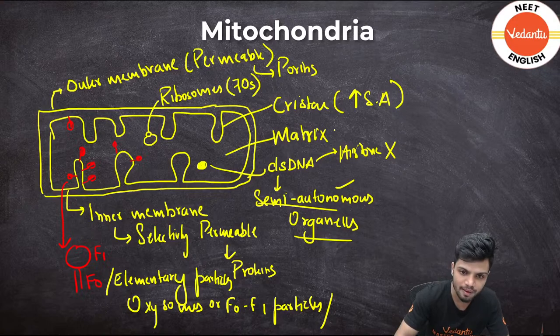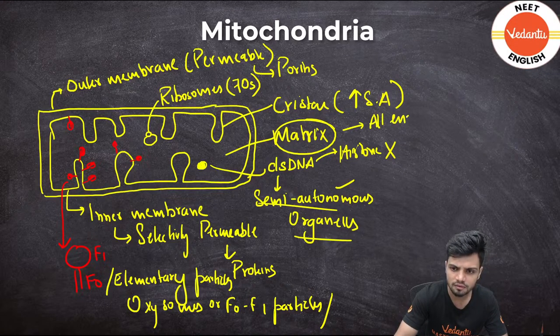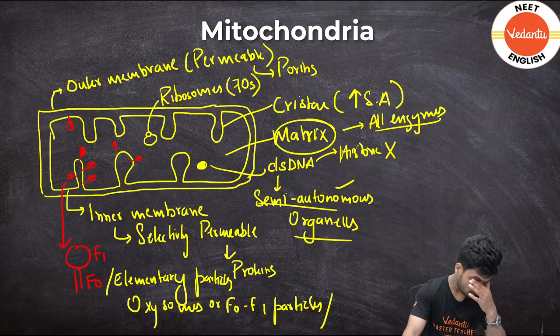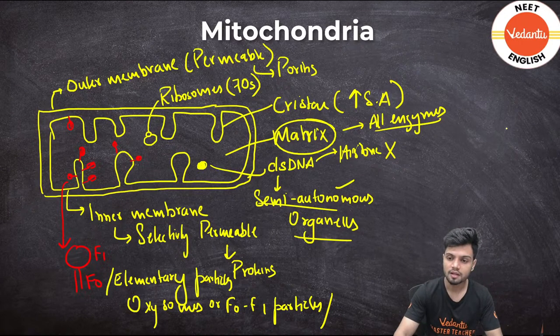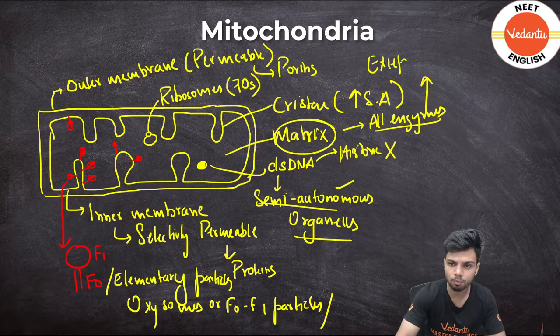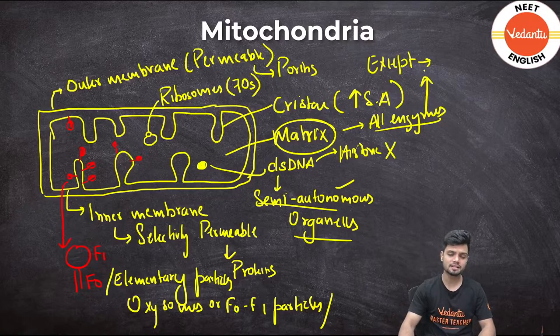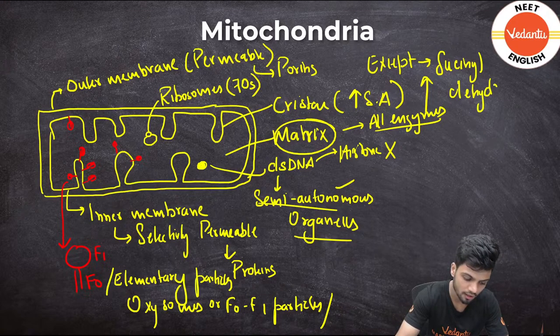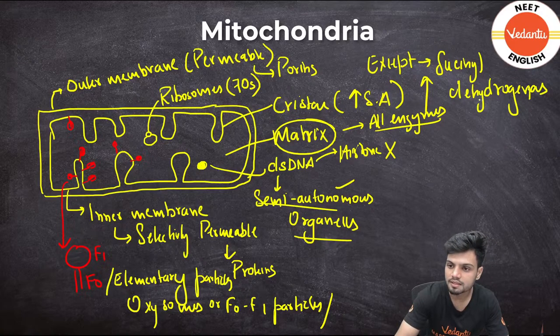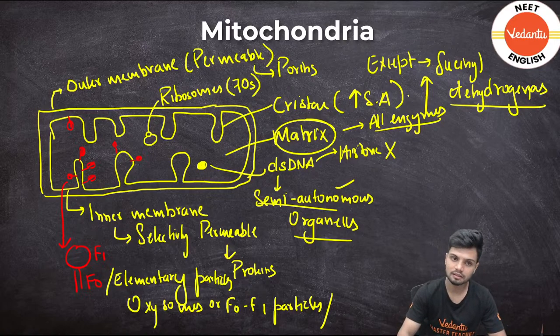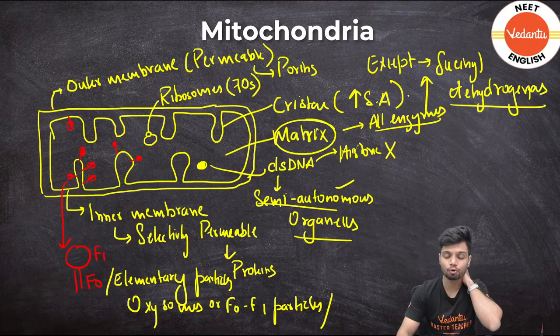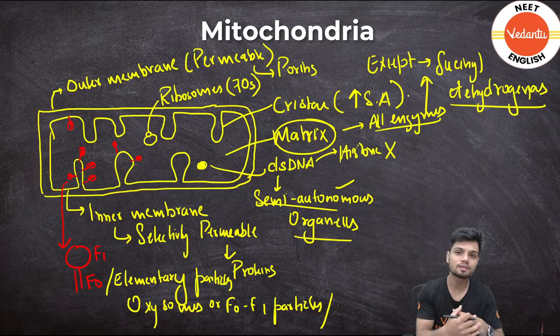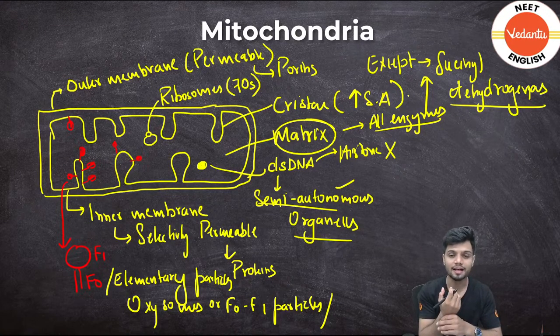And students, remember, this matrix has all the enzymes required for your Krebs cycle, except one enzyme. Can anyone in the chat tell me which enzyme is not produced in the matrix? The one enzyme is succinyl dehydrogenase. Succinyl dehydrogenase is not present in the matrix. That is a very important point, because this enzyme is involved both in the Krebs cycle and the electron transport chain.